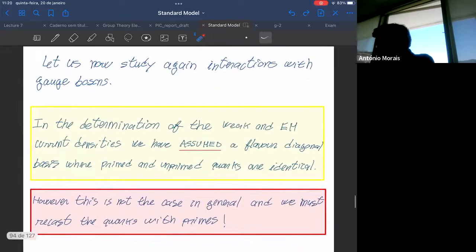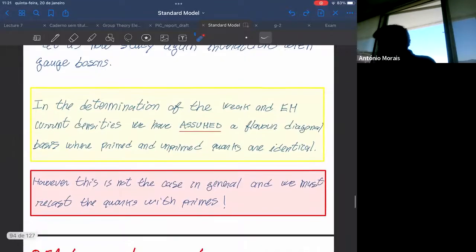Okay, so let's resume. We are going to study now interactions with gauge bosons, because in the first half of this lecture we were studying the interactions with the Higgs boson. The interactions with the Higgs boson come in the same form as the mass, so they are proportional to the mass, or at least to the VEV, not exactly the mass. I mean the Yukawa coupling, which sets up the interaction strength between leptons, quarks, and the Higgs.